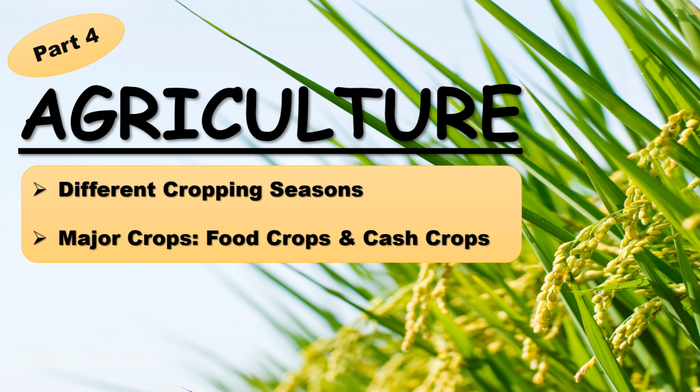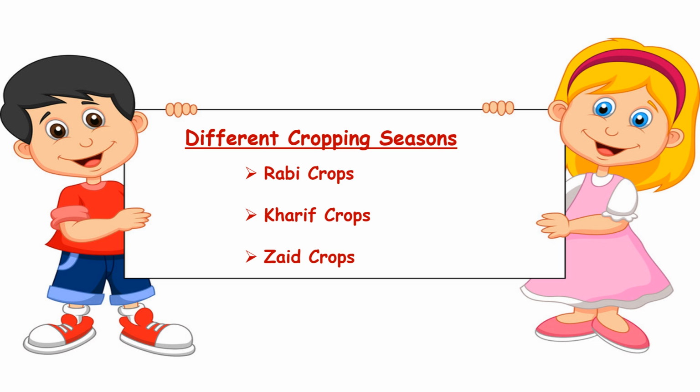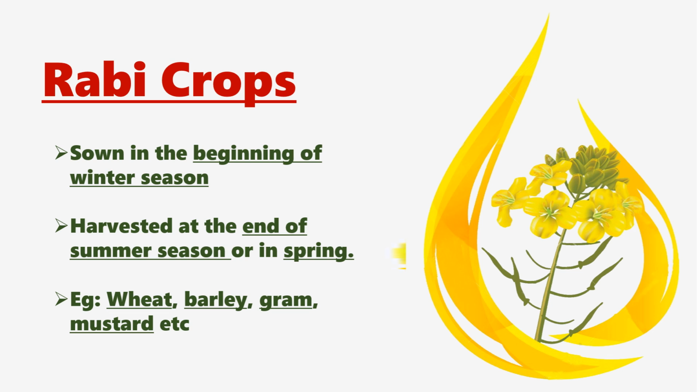Then comes today's video, in which we are going to discuss the different cropping seasons. This is the fourth part of agriculture. Basically there are three different cropping seasons: Rabi crops, Kharif crops, and Zaid crops. Rabi crops are generally sown in the beginning of the winter season, that you remember. It is sown in the beginning of winter and harvested in spring or at the beginning of summer.